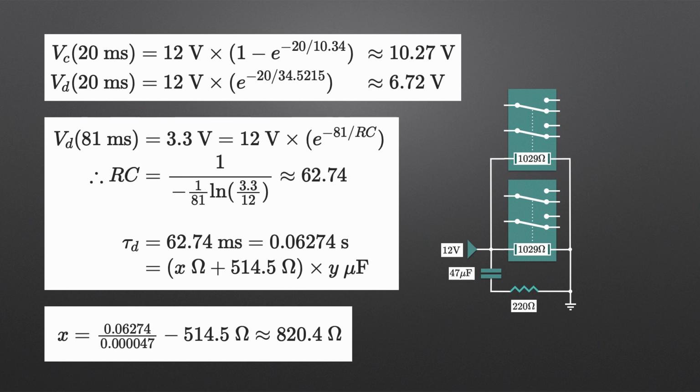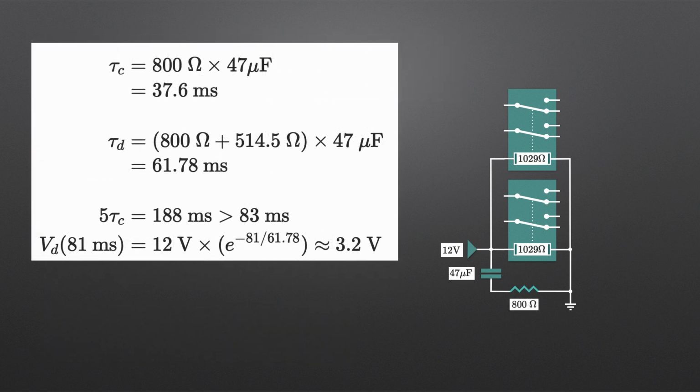Now I can't hit that exactly because resistors come in standard values, but I can combine a 470 ohm resistor with a 330 ohm one in series to get a total of 800 ohms. Let's try running that back through the formulas in the other direction. Okay, that's looking promising, but there's a problem. The time to charge the capacitor is now too long and exceeds the 83 millisecond limit.